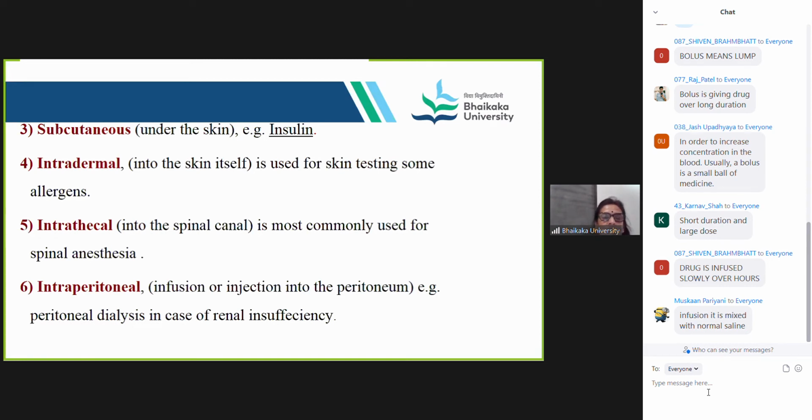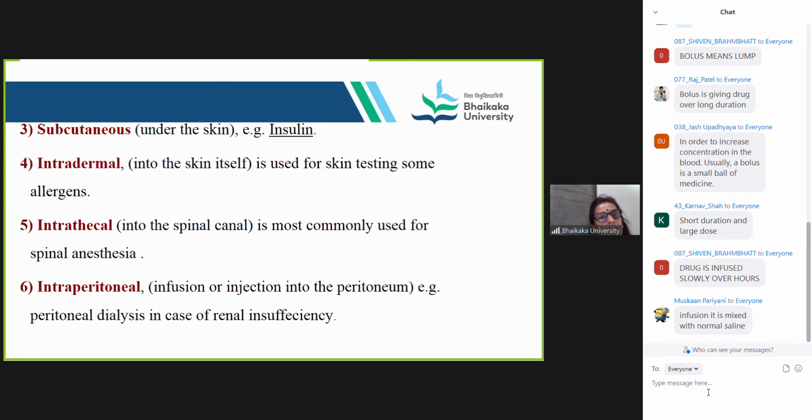Intrathecal means the drug is given into the spinal canal, and especially it is used for anesthesia purposes. Intraperitoneal means the drug has to be given into the peritoneum, for example for peritoneal dialysis in case of renal insufficiency. So the first objective which I told you was to enlist different parenteral routes.